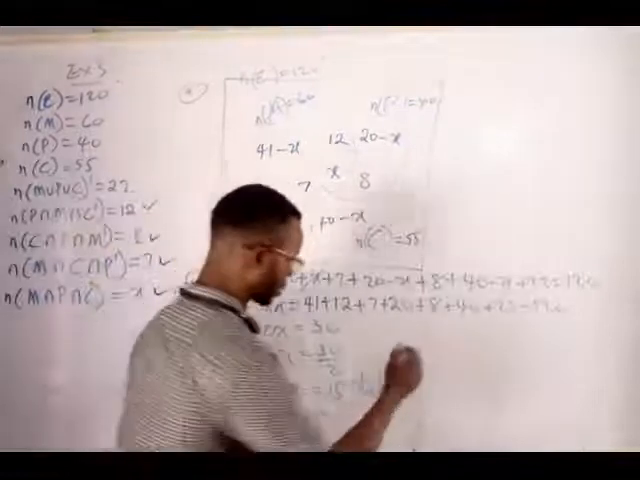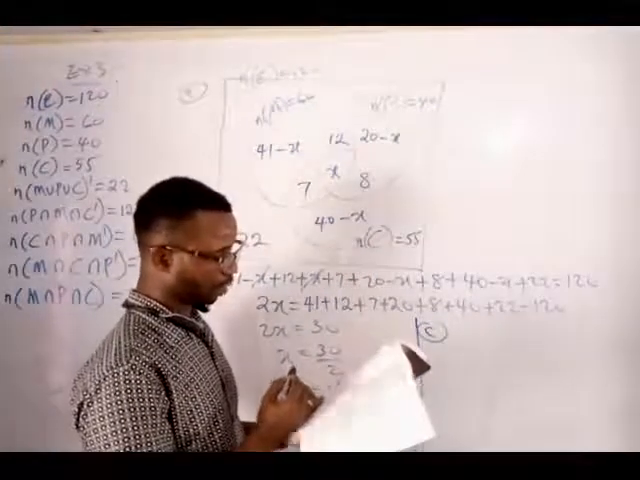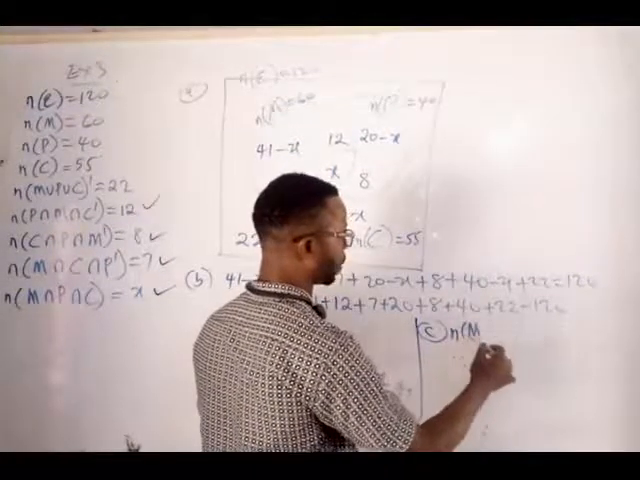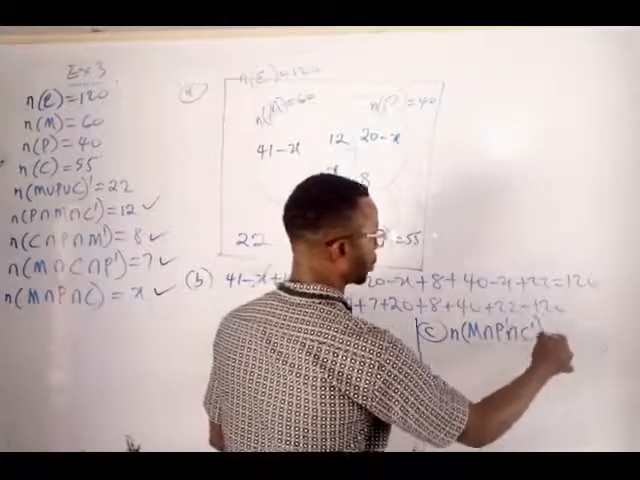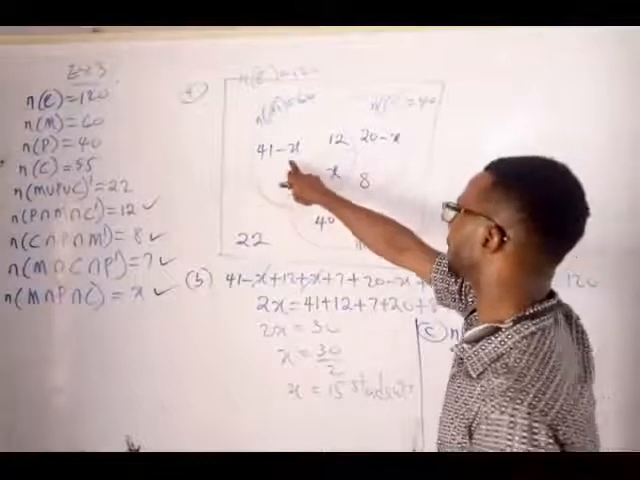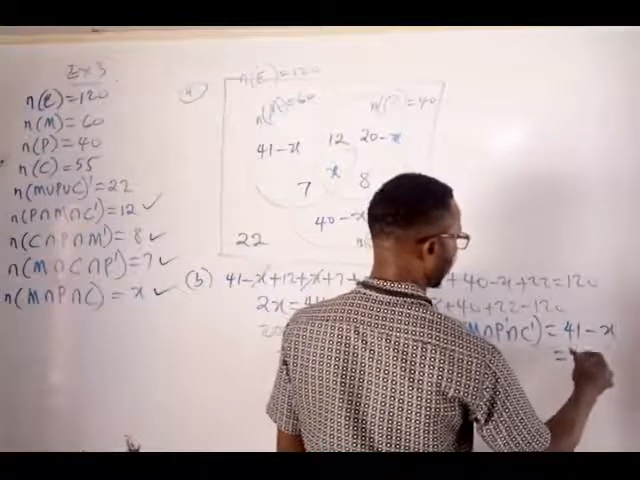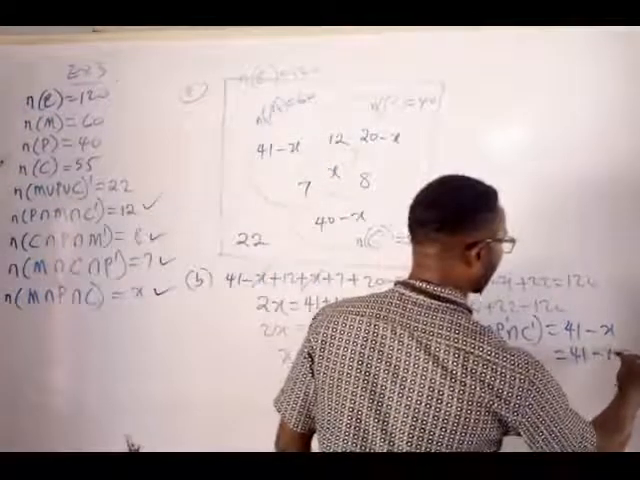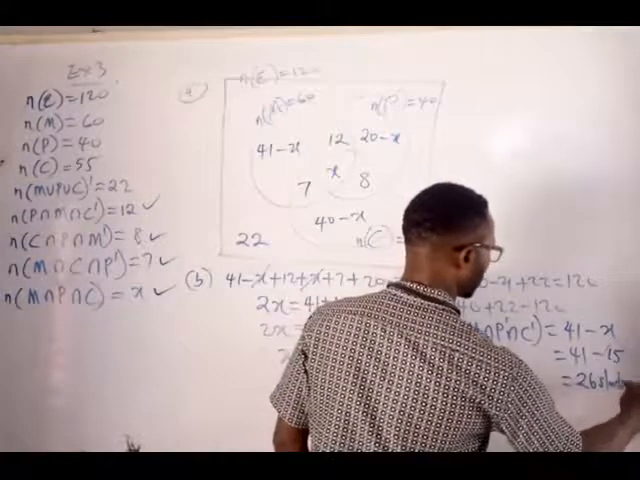So let's solve the last question. The last question says, find the number of students that studied only mathematics. Number of people that studied only mathematics. You prime physics and you prime chemistry. And that is this compartment right here. Only. And that will give you 41 minus x. We have calculated our x to be 15. And if you subtract that from 41, you will get 26 students.